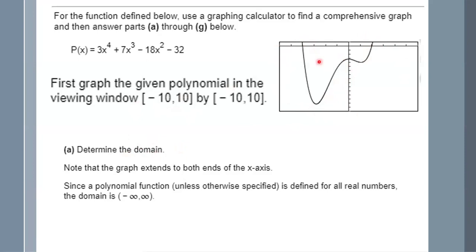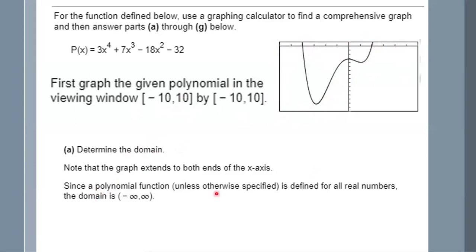Domain is what are my potential x values? Where do I cross the x-axis? What are the potential x coordinates that can be used for this function? And for this function, there's no limit. I could plug in any value for x along that x-axis.